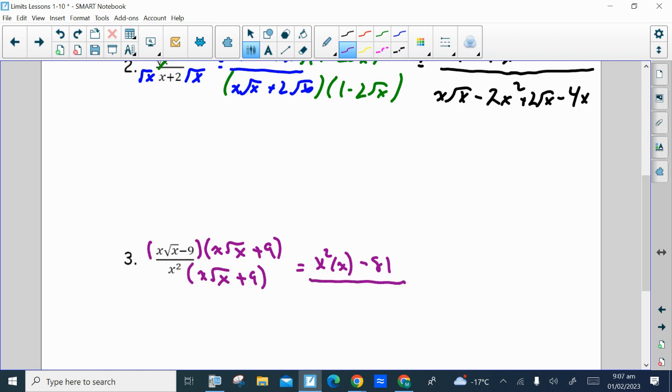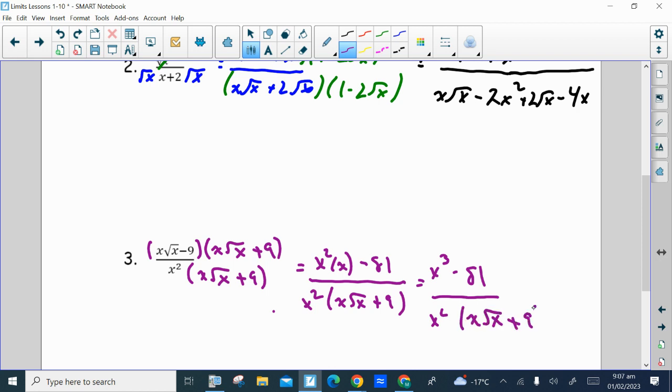On the bottom, in this case, I'm going to leave it in factored form. Only because I have one factor of x squared, so maybe we might end up with something where we have x's in all the terms on top. I don't think we will, but that's okay. Now, the top would be x cubed minus 81 all over x squared bracket x root x plus 9.